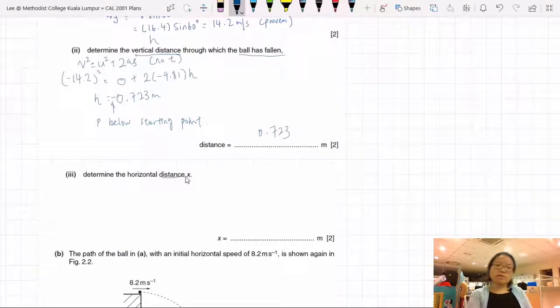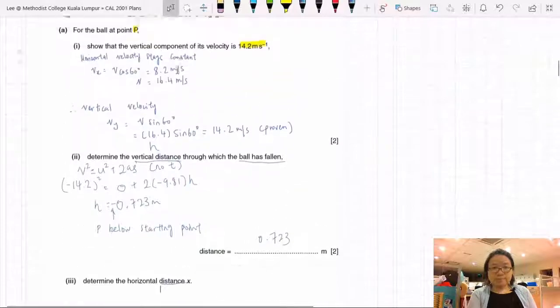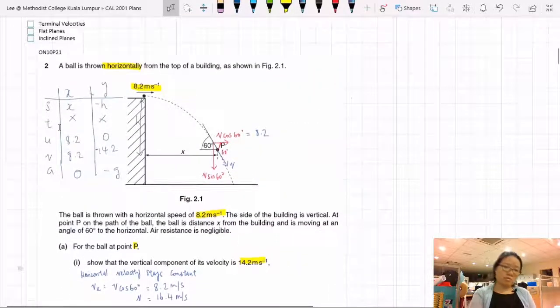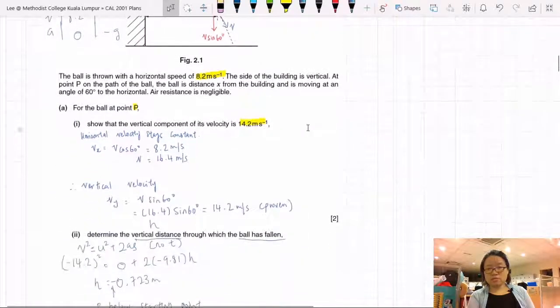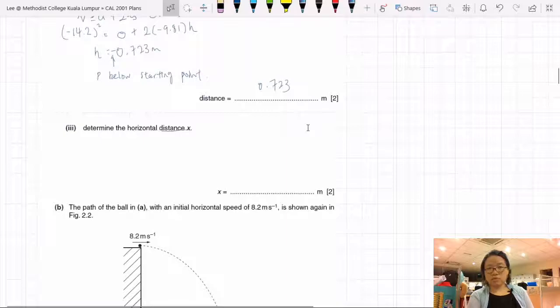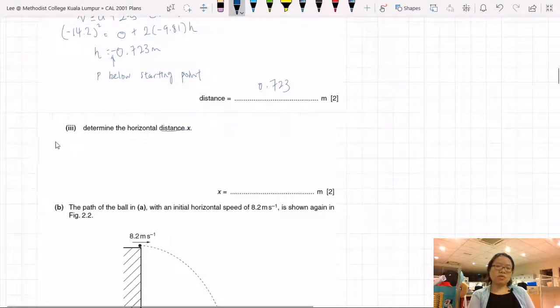Determine the horizontal distance x. Now to find x, I need to find t. Again, this came from experience. The reason why I say I need to find t is because the value of s and u or v is not enough. You could say, never mind, I just choose the equation with no t, like v squared is u squared plus 2as, can or not?